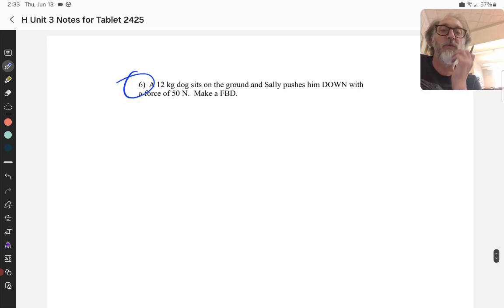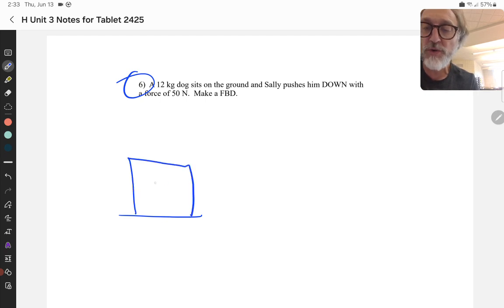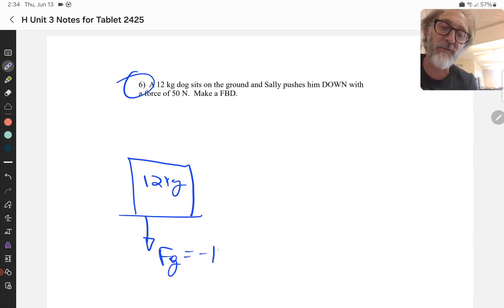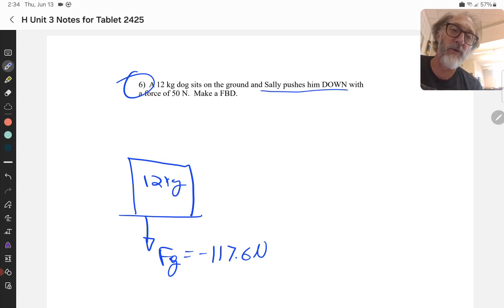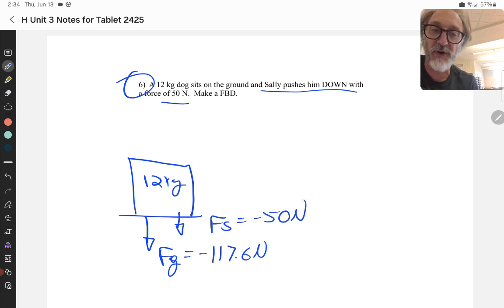All right, so here we go. We've got a 12 kilogram dog sitting on the ground. 12 kilogram dog, force of gravity, 12 times 9.8 gives you negative 117.6 newtons. That's how you start every free body diagram. Second step, any given forces. Oh, Sally pushes him down with 50 newtons. Force of Sally, negative 50 newtons, right?